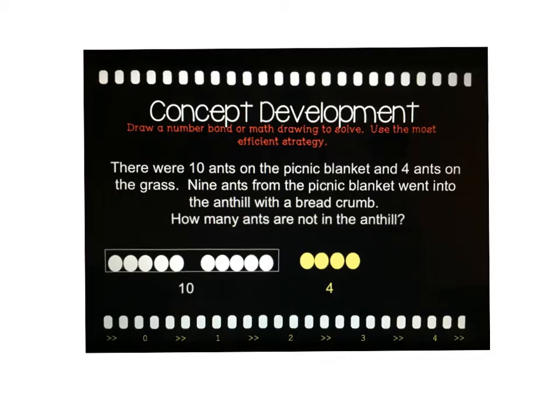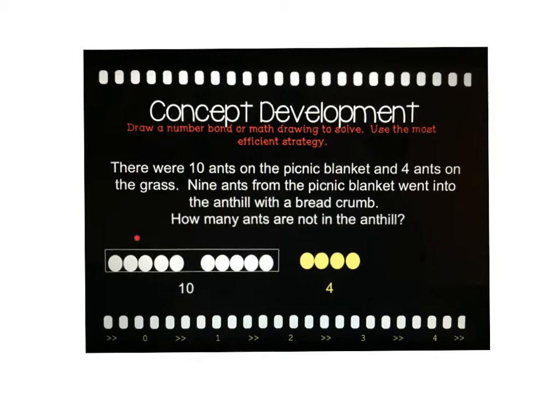Now let's take a look at our concept development as we try another problem. It says to draw a number bond or a math drawing to solve. Always use the most efficient strategy. Remember that efficient means the smartest or the quickest strategy to get to your answer. There were 10 ants on the picnic blanket and 4 ants on the grass. 9 ants from the picnic blanket went into the anthill with a breadcrumb. How many ants are not in the anthill?